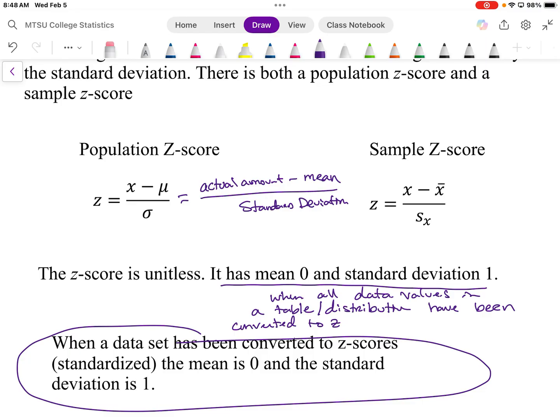When a set of data values or a distribution, because we're going to use that terminology later, are all converted to z-scores, that means they've been standardized. We need to pay attention to that word standardized, because it lets me know for certain calculations in the future I can use the mean as 0 and the standard deviation as 1. If they say this distribution of data has been standardized, I know the mean is 0 and the standard deviation is 1. So that's a tip we want to remember.